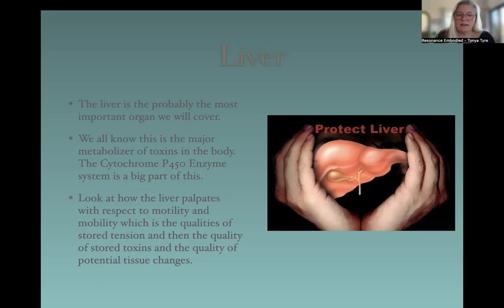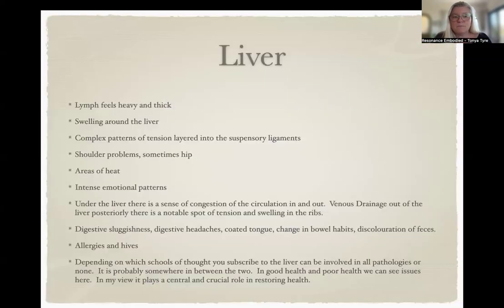Is there a quality that's associated with the stored toxins there? Is there a quality that we might notice in the tissues that's because of potential tissue changes from a disease progression, et cetera? So there's a lot of different information that we're going to look at when we cover the liver here. So liver, what are indicators?